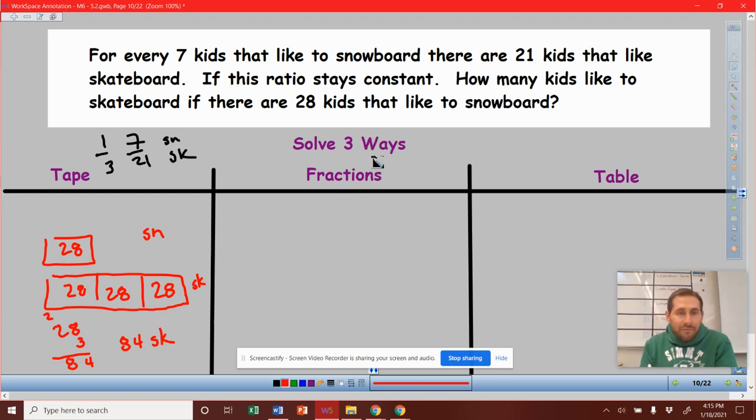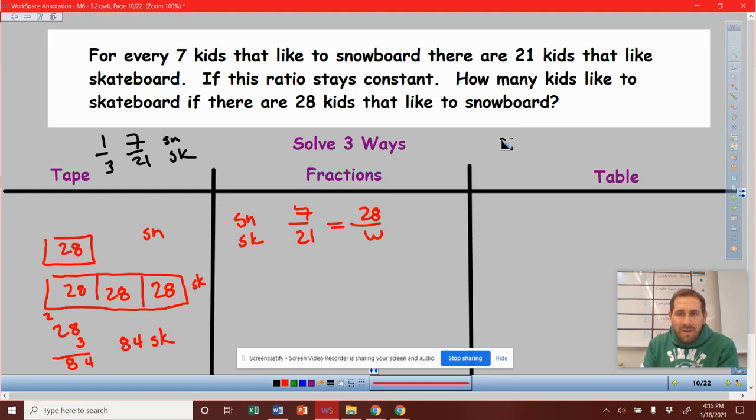So again, can I do that the fraction way? Absolutely. I can just go to the original scenario. I can have snowboard versus skateboard. I can have 7 kids that like to snowboard versus 21 that like to skateboard. And then I'm going to expand that. How many kids like to skateboard if there are 28 that snowboard? So 28 is up on the top because that's where my snowboarders are. And then I have a mystery number on the bottom.